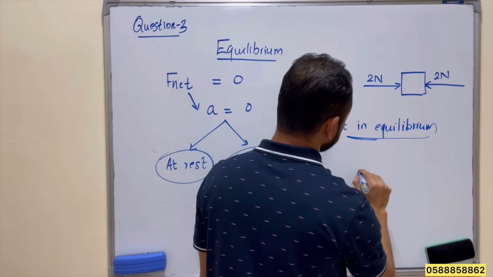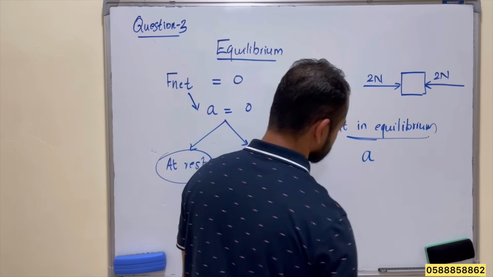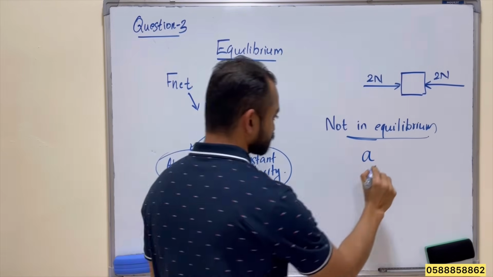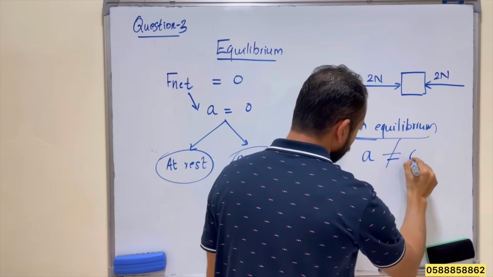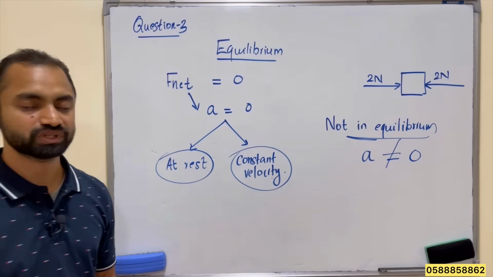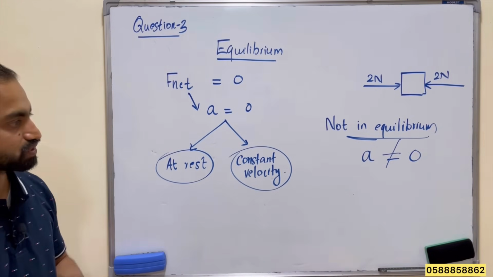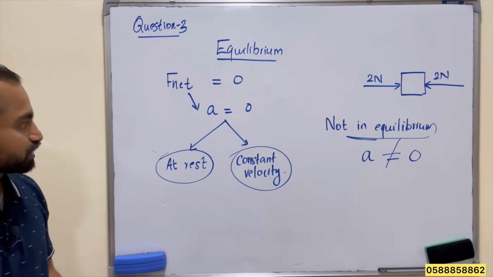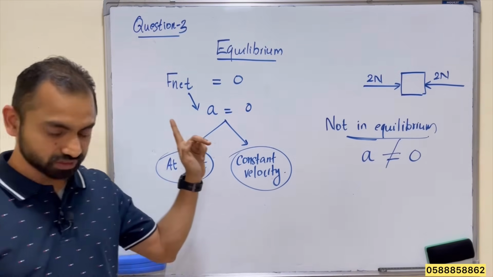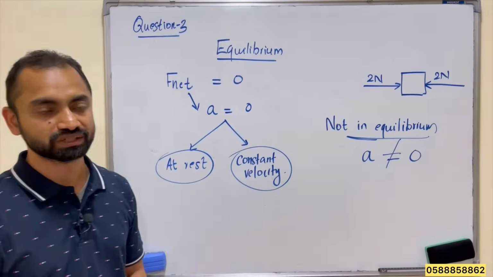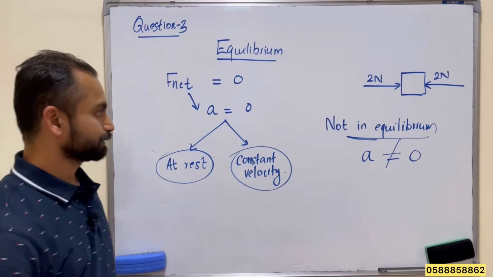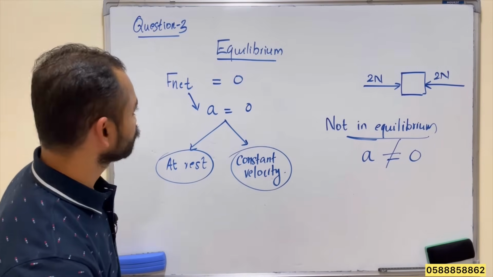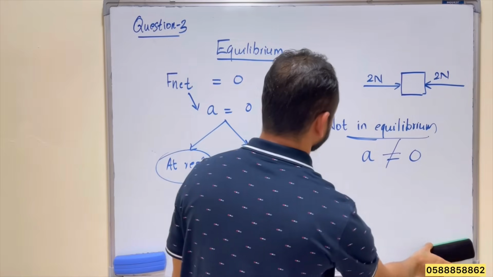Not in equilibrium means it has an acceleration. Acceleration of the object is not equal to 0. If the object's acceleration is not equal to 0, we say the object is not in equilibrium. Okay. So if the object is at rest or in motion at constant velocity, the object is in equilibrium. Then I will give you one example here.